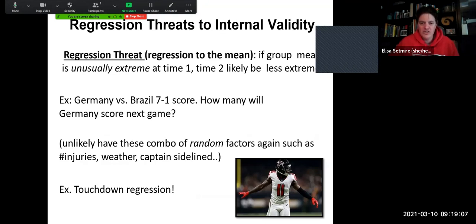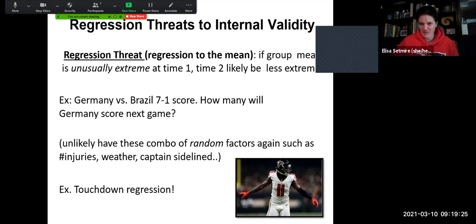There are also regression threats to internal validity. A regression threat we sometimes call regression to the mean. If the group mean, or average, another word for mean would be average, is unusually extreme at time 1, time 2, or measurement number 2, is likely to be less extreme.